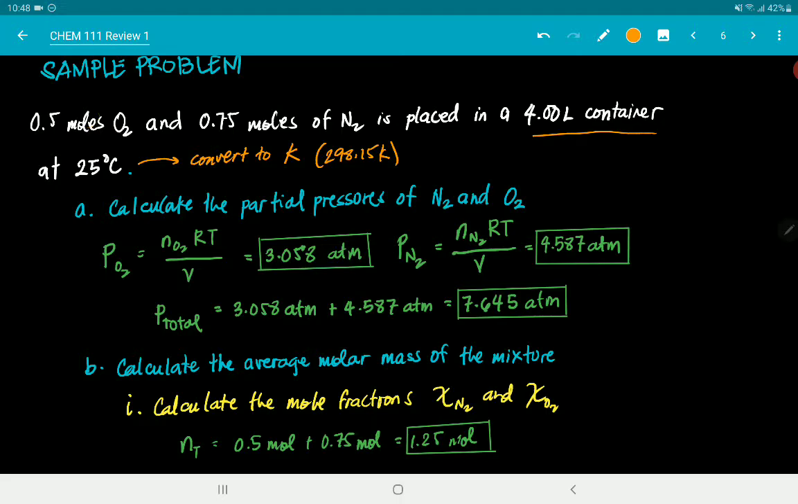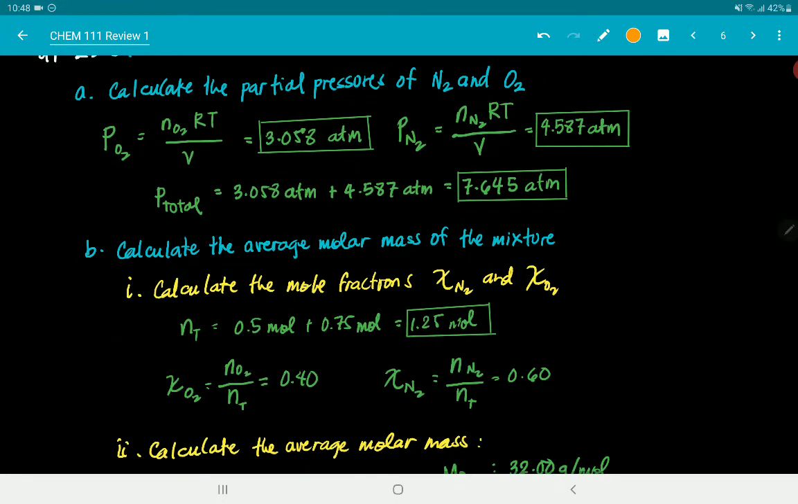So letter B, calculate the average molar mass of the mixture. So all you need to do is to calculate the mole fraction of O2 and N2. So meron na tayo nung total number of moles. Okay?